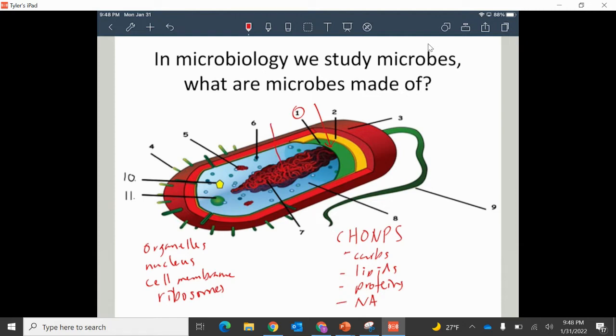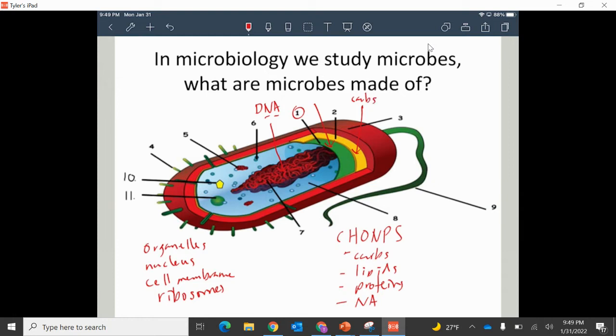This genetic material in the middle here, that squiggly spaghetti looking stuff, is the most famous nucleic acid, deoxyribonucleic acid, okay? We see all these other little things here. This yellow layer here is made of a carbohydrate. It is the cell wall, okay?